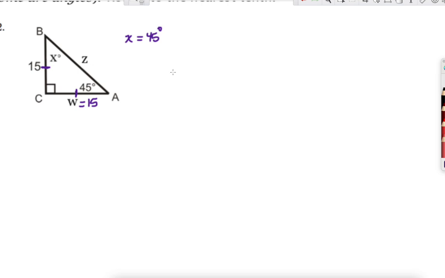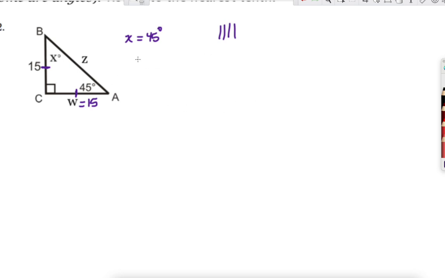Wow, how many ways could we solve this? I mean, we know Pythagorean theorem. So let's see, Pythagorean theorem, that's 1. We can use our special triangles, that's 2. We could use sine function. We could use the cosine function. And that's it. So 4 ways we could use to solve z.